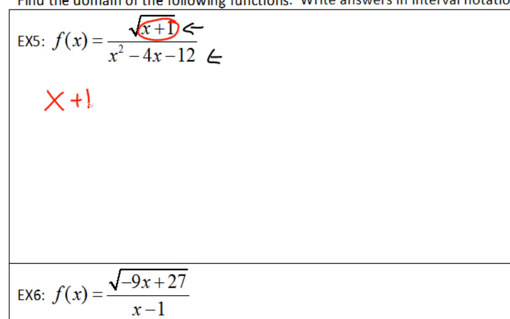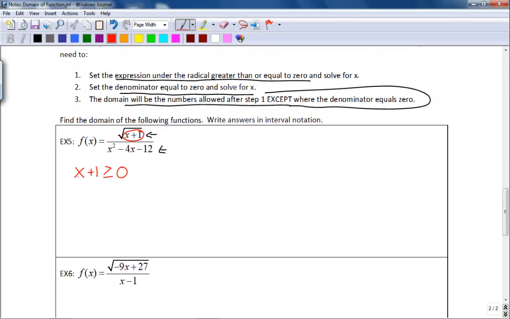So what we need to do is first start by setting the expression under the radical, which happens to be x plus 1, greater than or equal to 0, and solving for x. This is a linear inequality. Remember, those are the easier ones to solve. Just isolate the variable, so I end up with x is greater than or equal to -1. Let's put that on a number line for right now. If I need the numbers that are greater than or equal to -1, here's my closed circle at -1, and then I'm all numbers to the right of that.